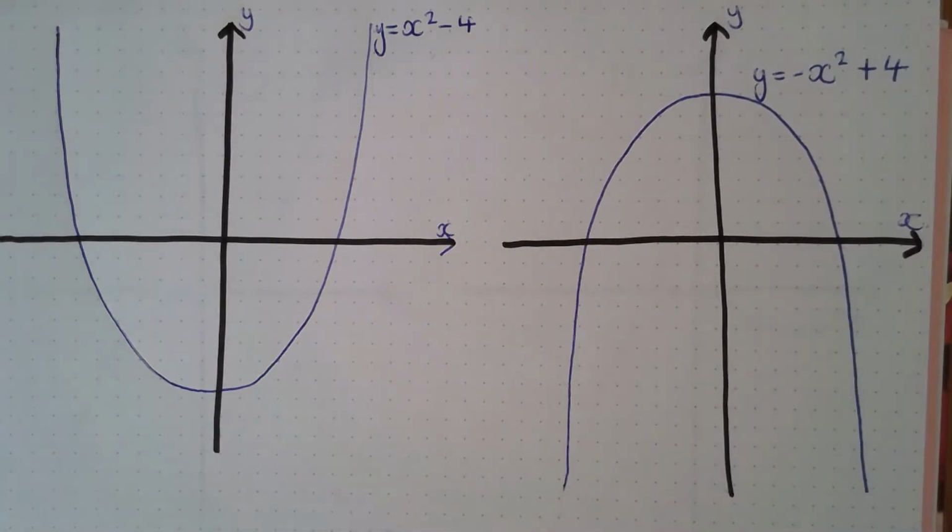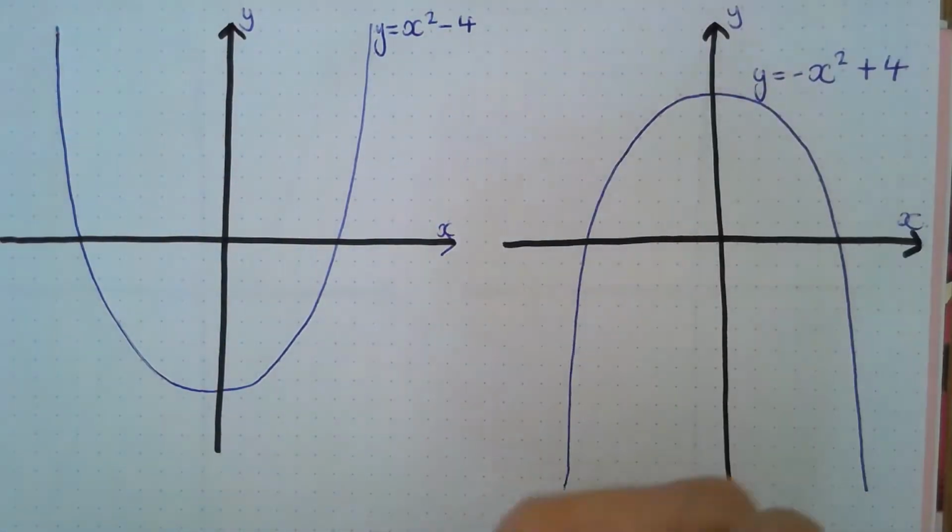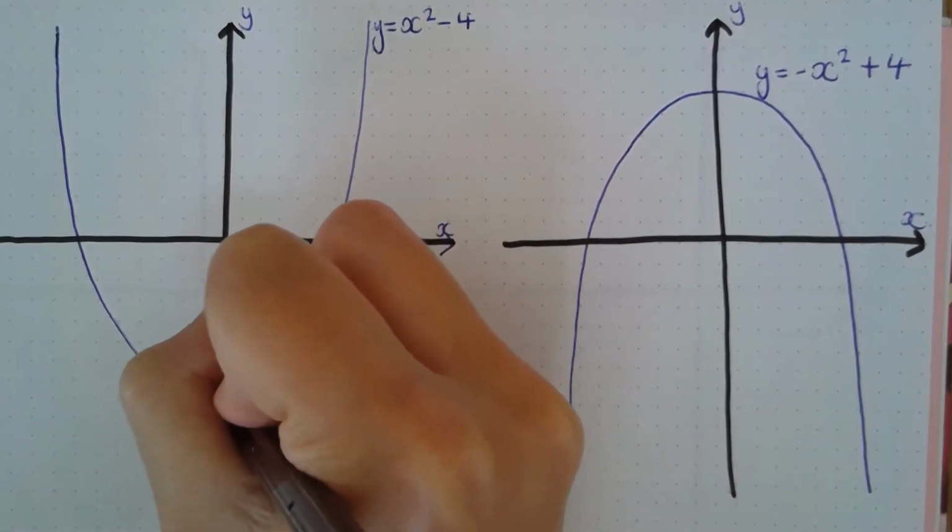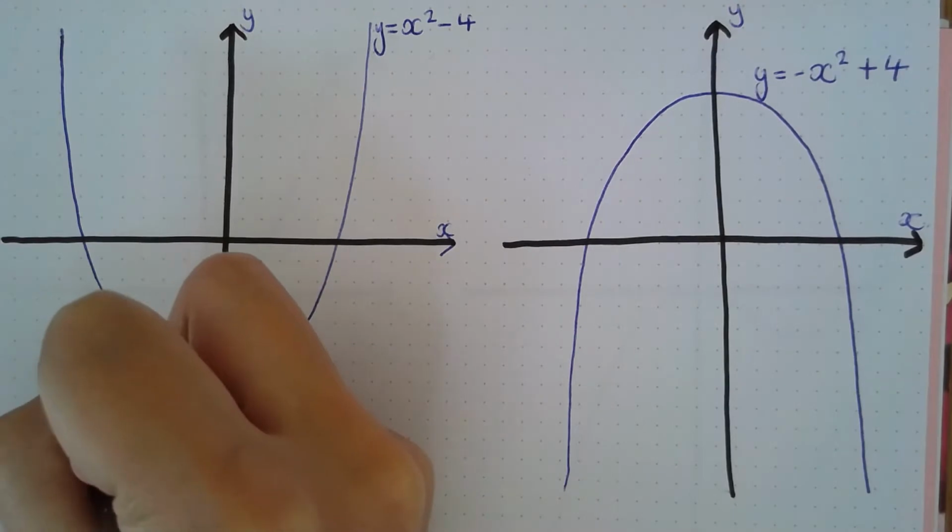We're going to do a quick overview of some things that you know, and we're also going to look at convex and concave. Looking at things that we already know, on these two graphs, we know about minimum and maximum points. On this first graph of x squared take away 4, we know that down here is a minimum point.